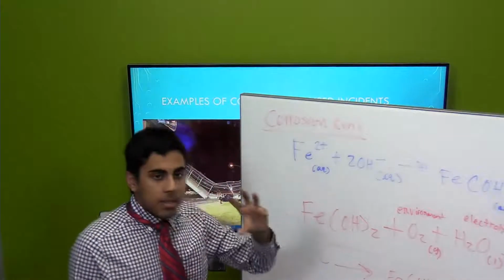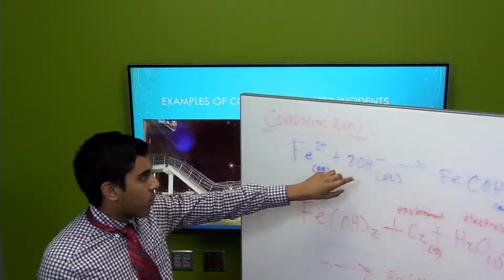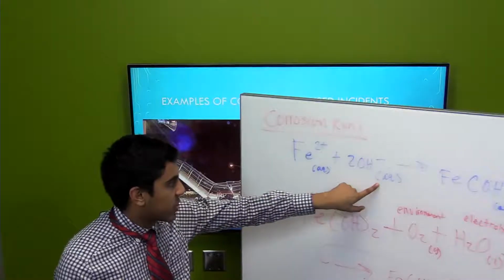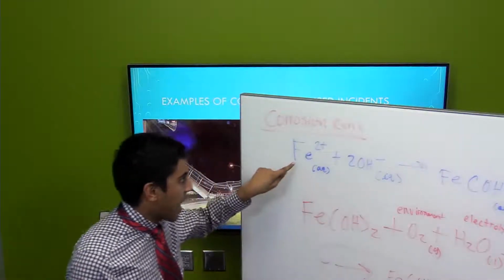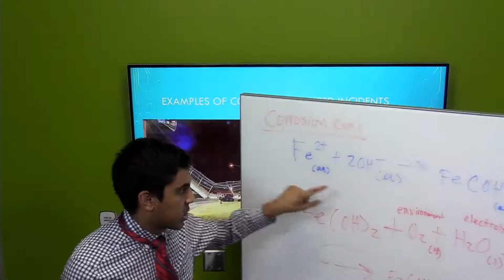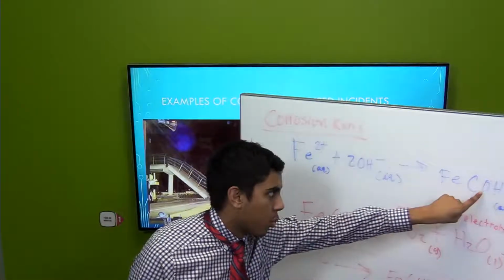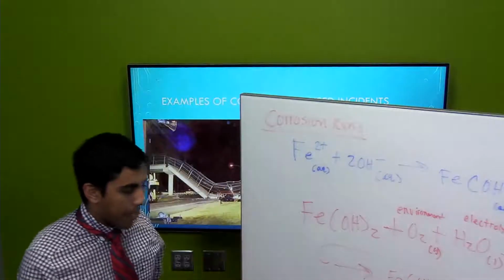As a result, these electrons produce OH-. This is called a hydroxide ion. And this is also in an aqueous solution, and this reacts with the iron 2+ that was shown here to form aqueous iron hydroxide, which is shown in this final compound.